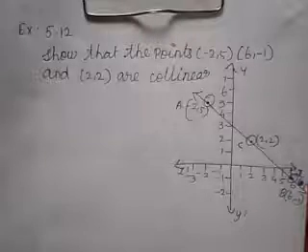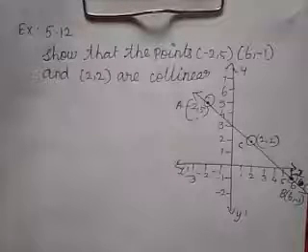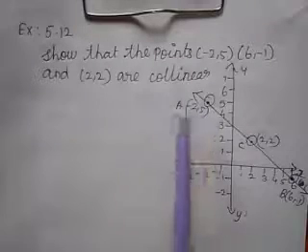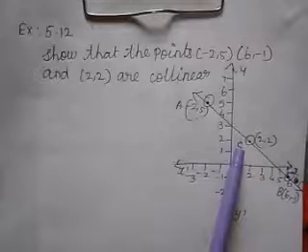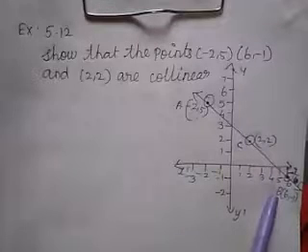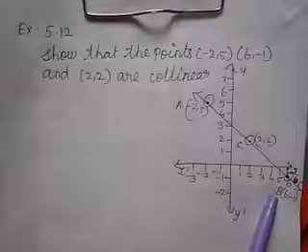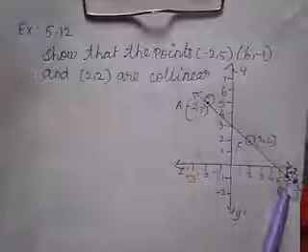The next example is 5.12. Show that the points (-2, 5), (6, -1) and (2, 2) are collinear. I plot the points in a rough diagram. A is (-2, 5), B is (6, -1), C is (2, 2). If the points are collinear, there is no angle, so the slope is 0. Otherwise, the slopes are equal.